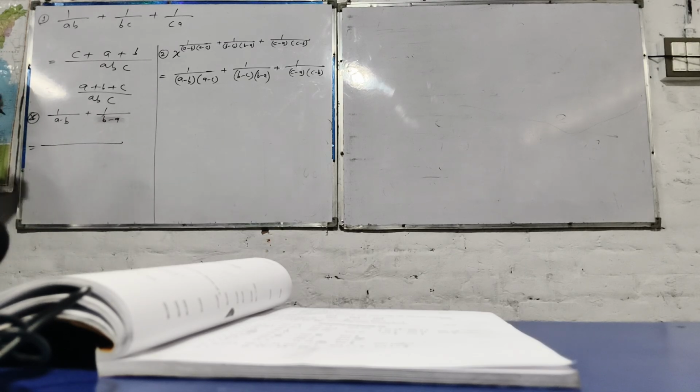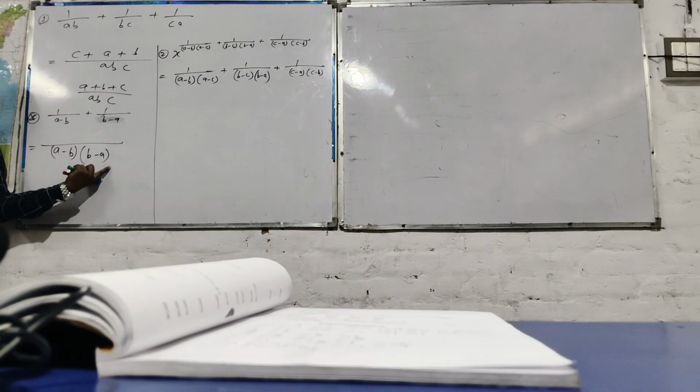You will say, sir, I don't know anything, so I will take the LCM. A minus B, or I'll take B minus A. So you'll take the LCM like this, because we are considering two different terms here. You will take A minus B and B minus A, right?